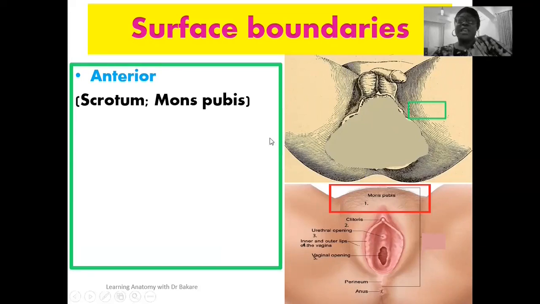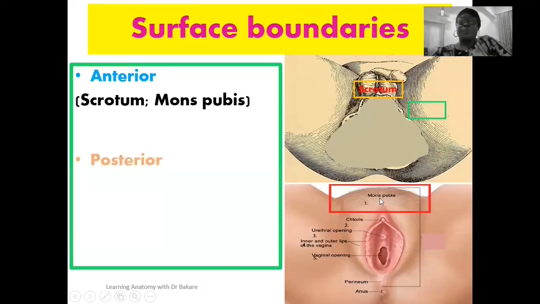So above here, if you look at the anterior region, the structure that you see bounding the surface marking or surface boundary of the perineum is the scrotum. Of course, on top of the scrotum, you then have the penis. While in female, the structure that you see in the anterior part bounding the perineum is the mons pubis. This is where we have the mons pubis here at this point.